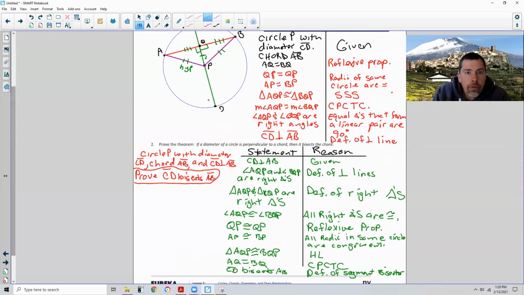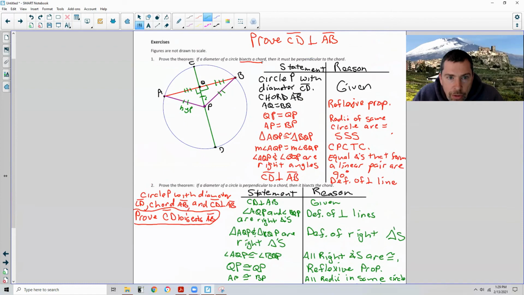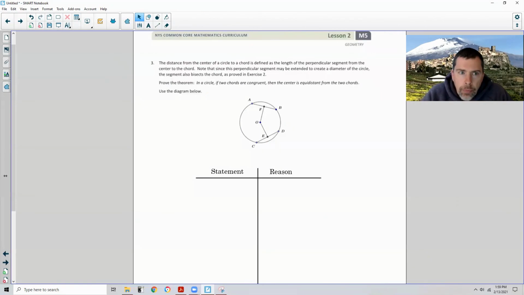All right. And we have proven that a diameter bisects a chord. So if a diameter is perpendicular to the chord, it bisects the chord. If a diameter of a circle bisects the chord, then it must be perpendicular. So we did the proof and we did the converse. Okay, page 3 brings us to number 3, another proof.